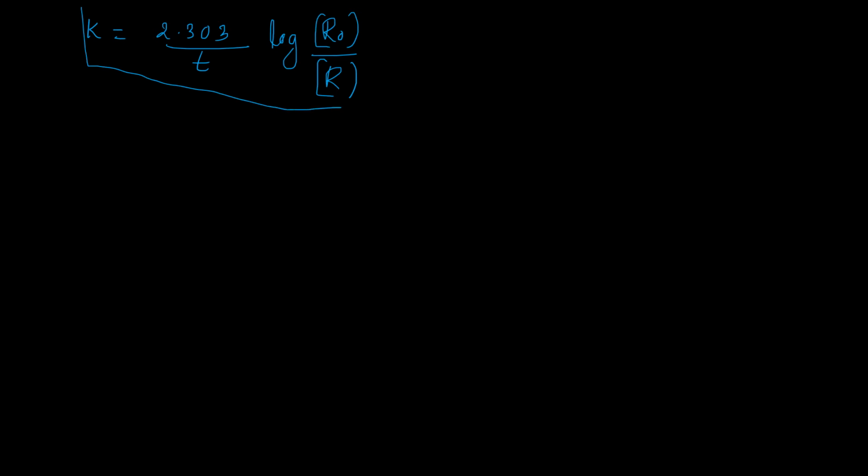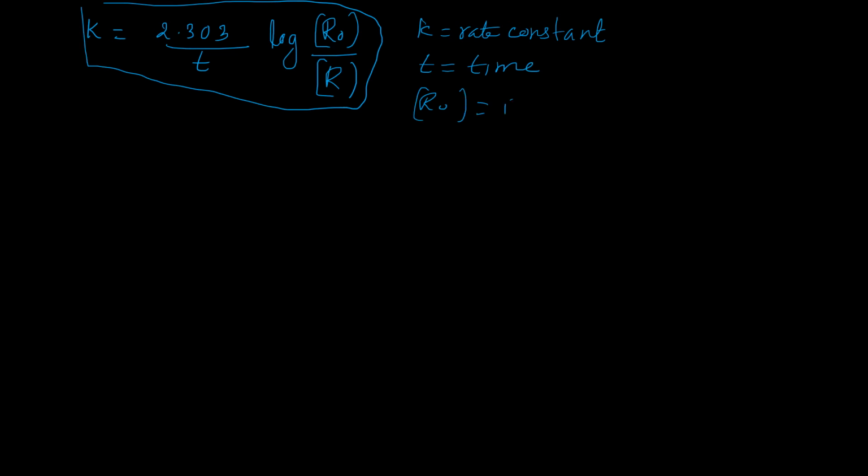So for first order, we got the integrated equation, that is K is equal to 2.303 divided by T log R0 by R. So here K is rate constant, T is time, R0 is initial concentration, that is the concentration when time is zero, and R is the concentration of reactant after time t. So this is for first order.